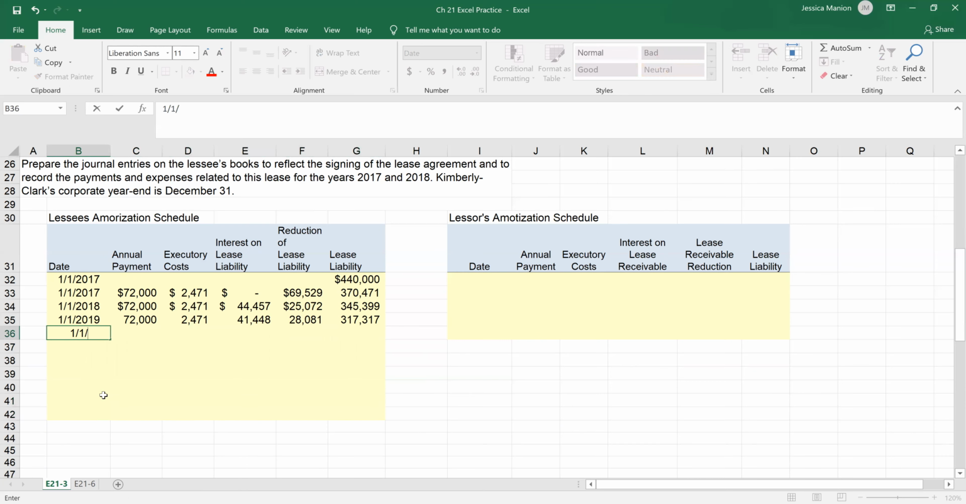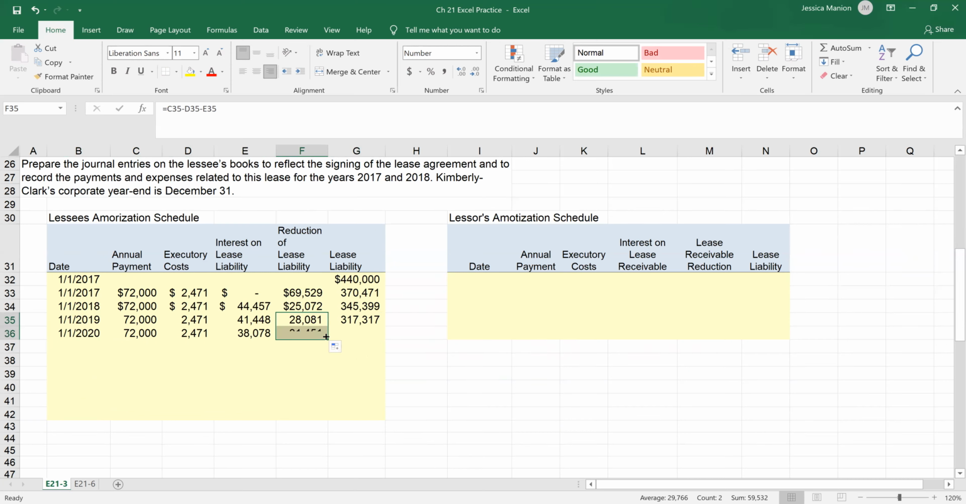Okay, so 1/1/20, 72,000, 2471. Interest equals the 317 times 0.12. So reduction $31,451. And this is equal to the 317 minus 31,451. Okay, 1/1/21. Oopsie. 1/1/21.